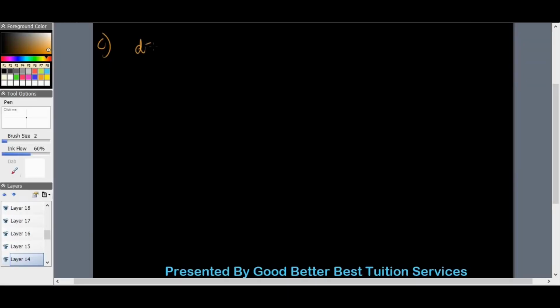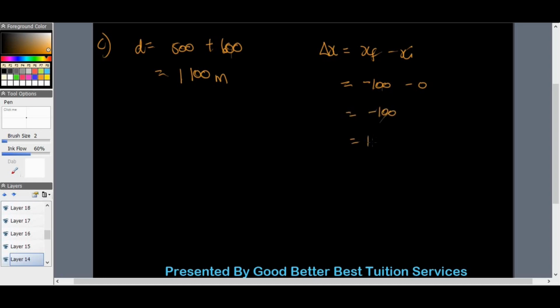So his distance starts out by walking 500 and then another 600 meters. So he ends up walking about 1,100 meters in total. But his delta x, of course, is taken from his reference point. So xf minus xi, which is basically the school is 100 meters away from his house, if you're taking his house as reference point. So that is basically negative 100, which equals 100 meters in the negative direction. Okay, and that was it.